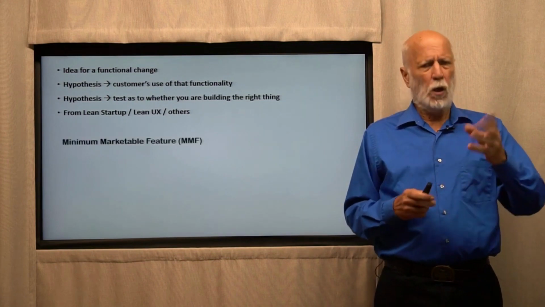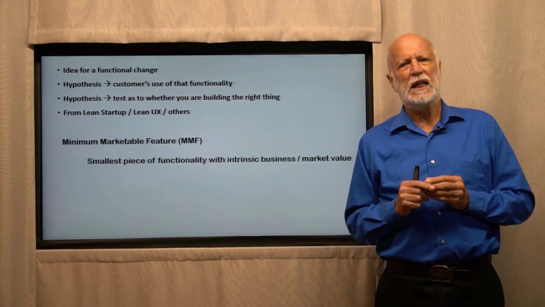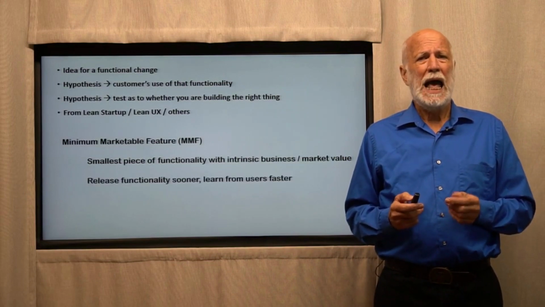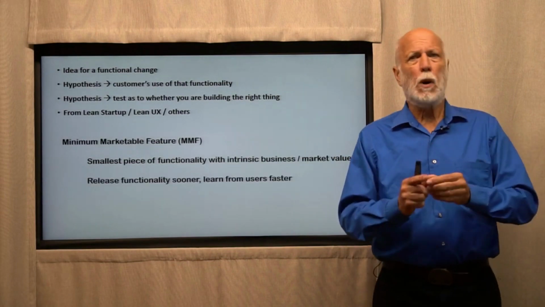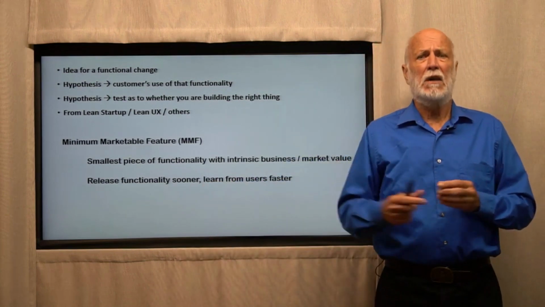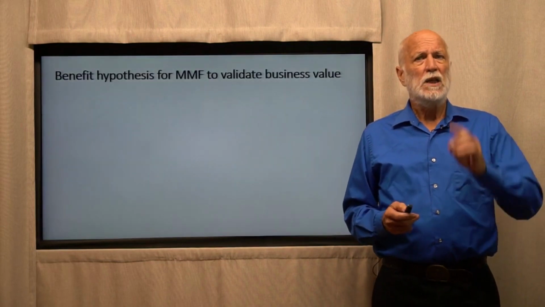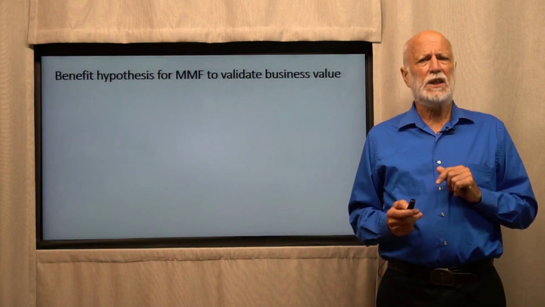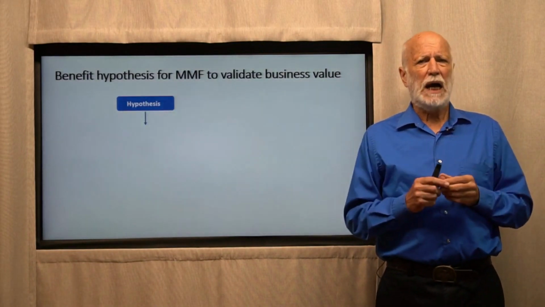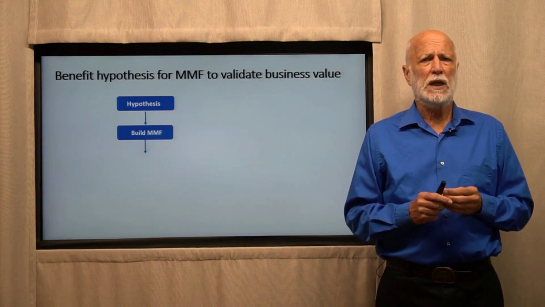We start with what we call a minimum marketable feature. And that's the smallest piece of functionality with intrinsic business or market value. And we want small marketable features, so we release our functionality sooner, get it out to production, and get our learning back from the users. So we need a benefit hypothesis for this MMF. We have the hypothesis. We build an MMF, the smallest piece of functionality.